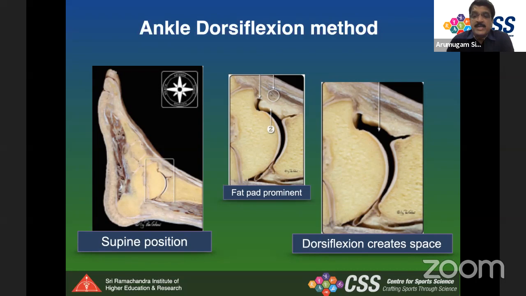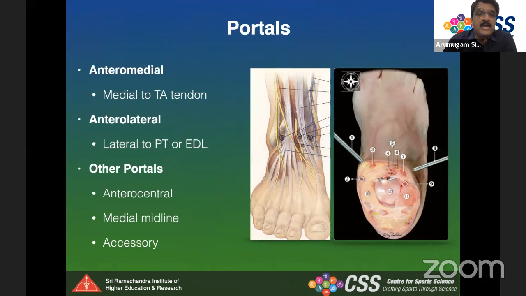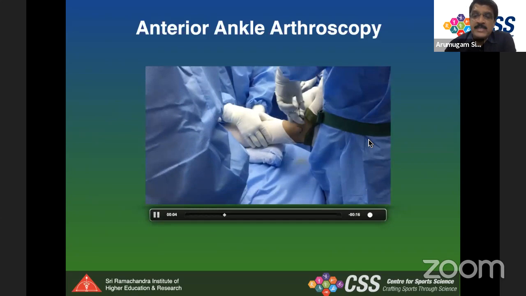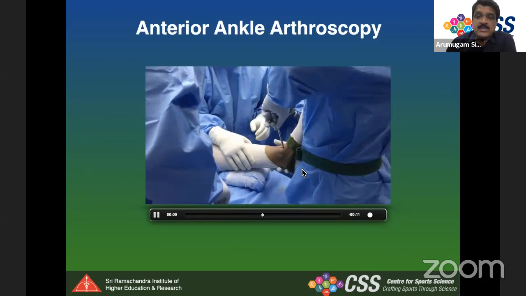So we follow the method popularized by Niek van Dijk, where dorsiflexion creates a space just in front of the tibiotalar joint that is sufficient for you to do a very good arthroscopic procedure. Two standard portals, the anteromedial portal and the anterolateral portal. Other portals are rarely required for anterior ankle arthroscopy. This is the procedure, just doing the anterior ankle arthroscopy. We just use a strap on the surgeon that gives traction, so it's called soft tissue traction.